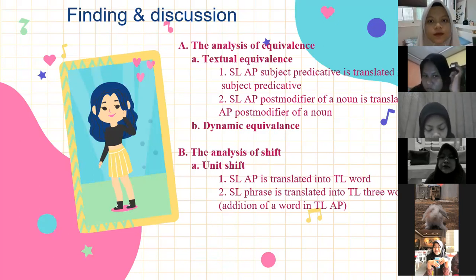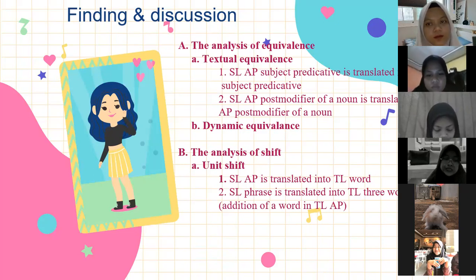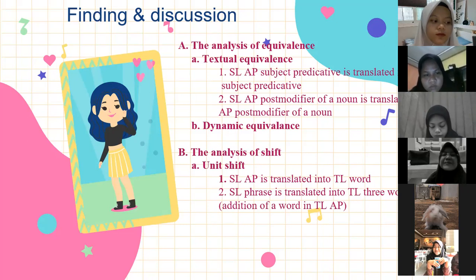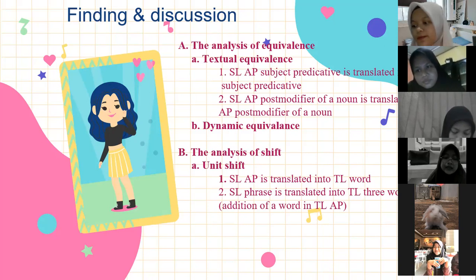Second, a source language phrase is translated into target language words, or there is addition of a word in the target language adjective phrase. When an adjective phrase consists of two words in the source language and three words in the target language, with a word added in each language, the unit shift happens. In this case, "unimaginably heavy" in the source language is translated as "amat sangat berat" in the target language.